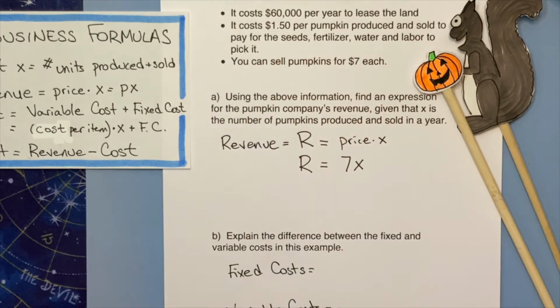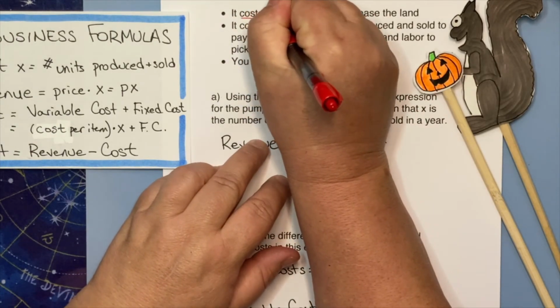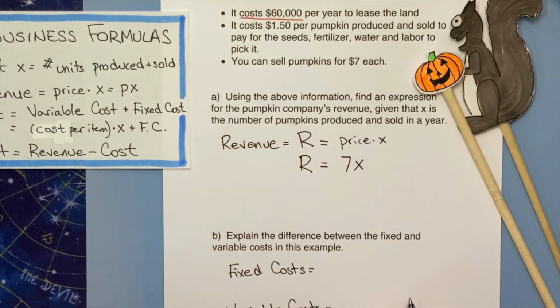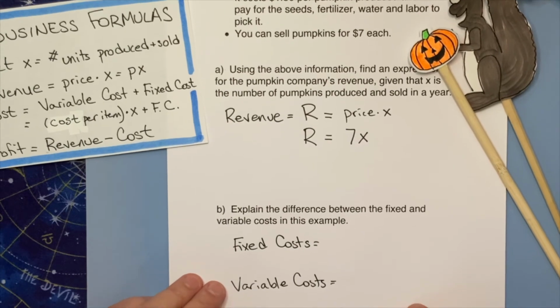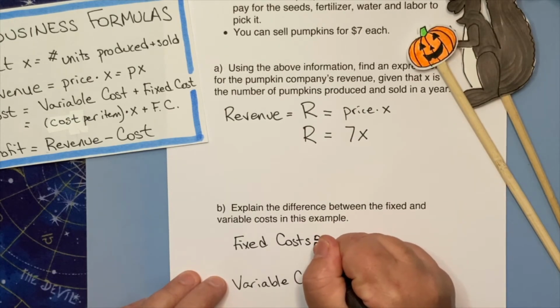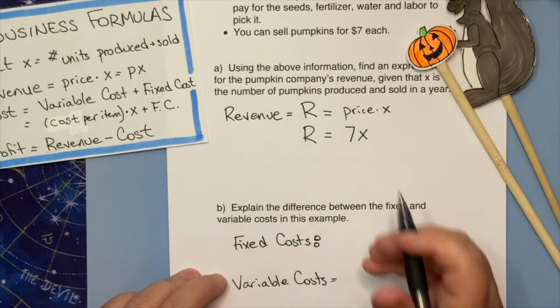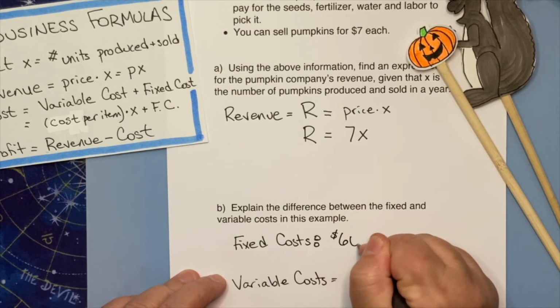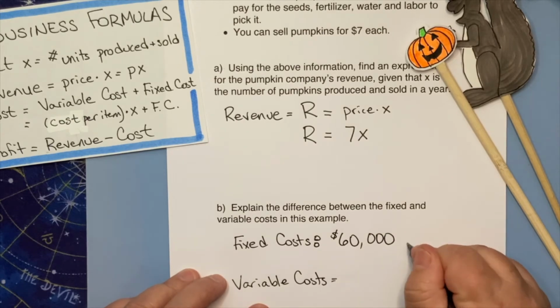It costs $60,000 per year to lease the land. So now, is that going to be a per pumpkin cost? And the answer is no. This is just going to be a fixed cost. I'm not going to write an equal sign. I think I'm going to write a colon so that I can just make a list. So I'm going to say $60,000 for the land.